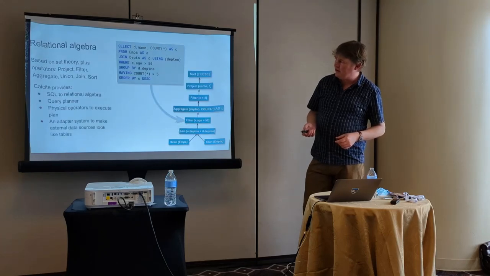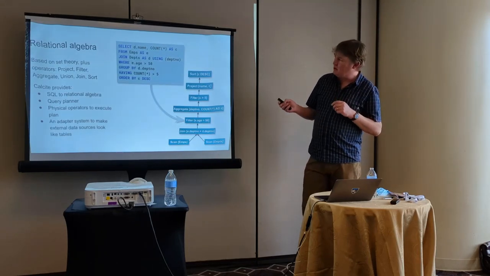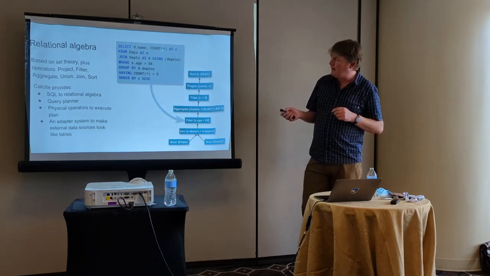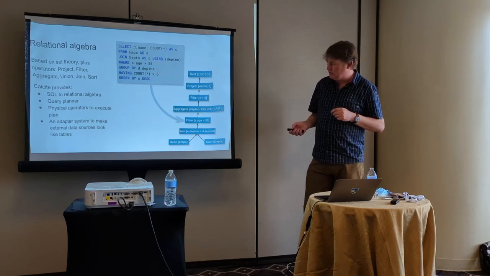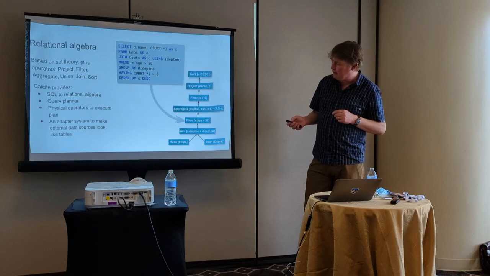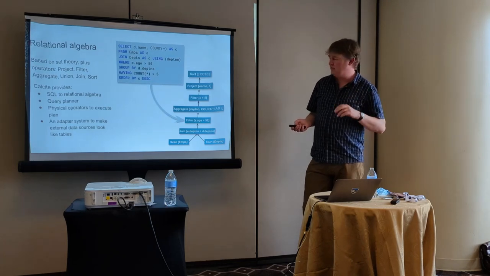So the kind of thing Calcite does is take a query like this and convert it into relational algebra, so that its aggregate corresponds to this group by clause and filter corresponds to this where clause. And it optimizes by applying these rewrite rules.